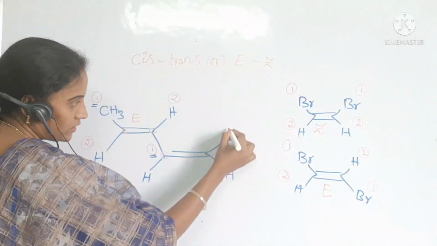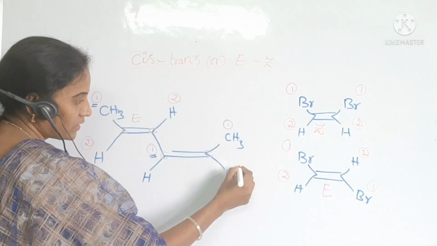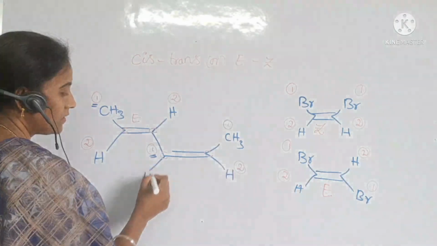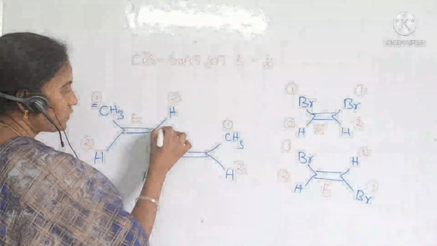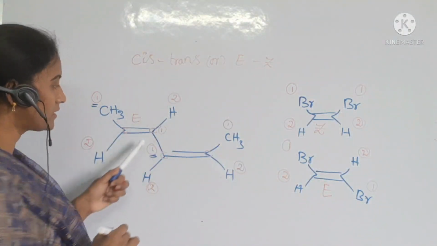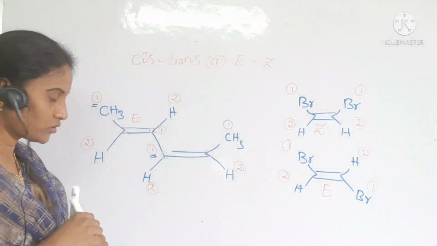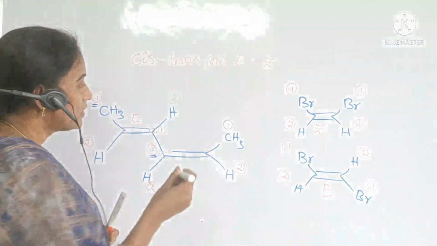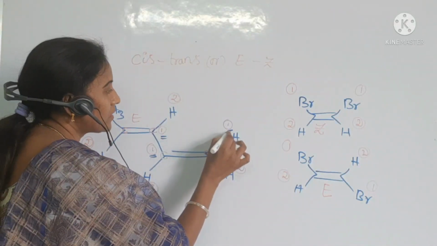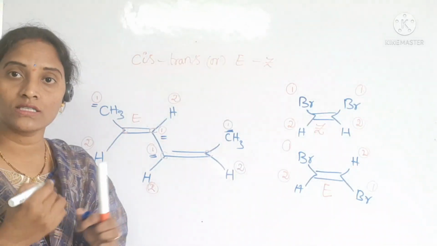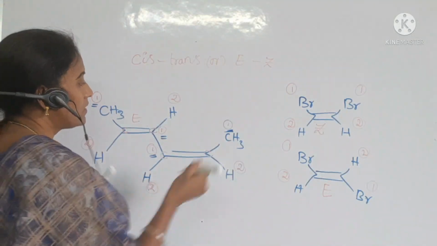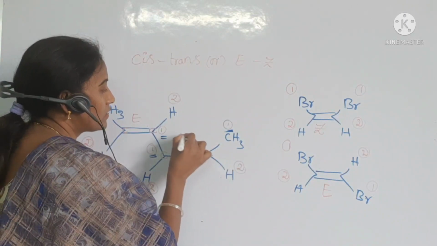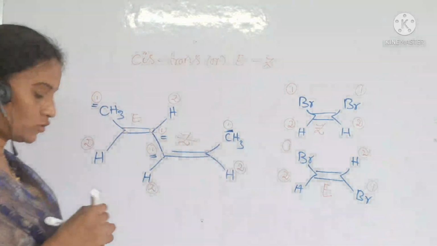Coming to the next one, it is the carbon, students. Here this one gets the first number, this one gets the second number, and this one gets the first number, and this one gets the second number. This is carbon and this is hydrogen, students. So here also, the first preferred, similarly numbered groups are on the same side, so it is the Z isomer.